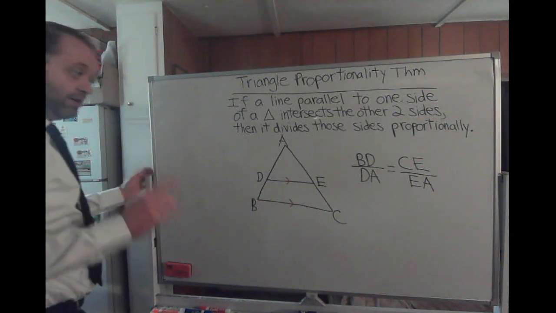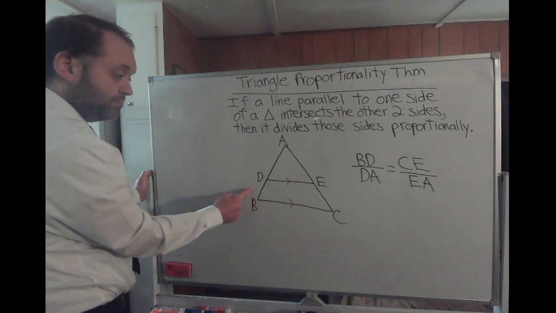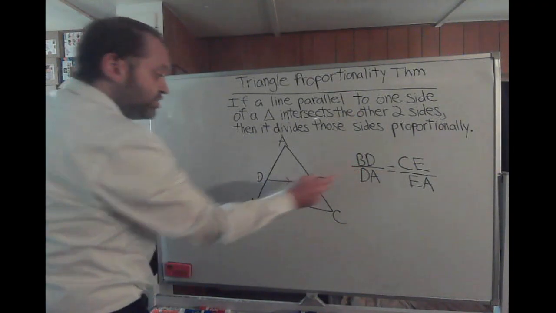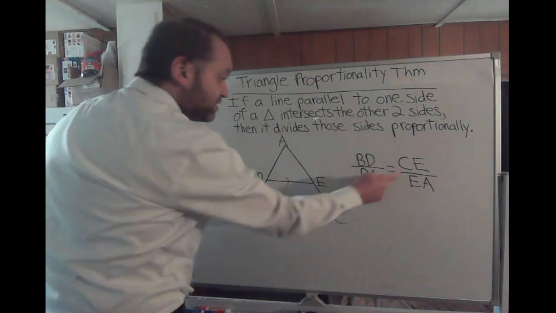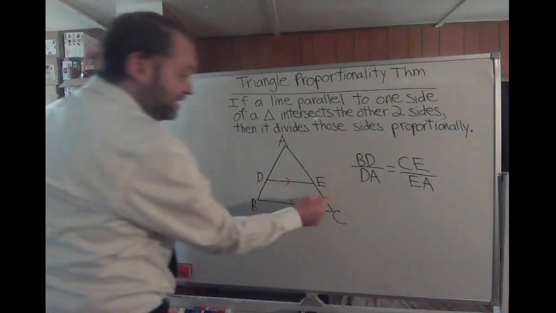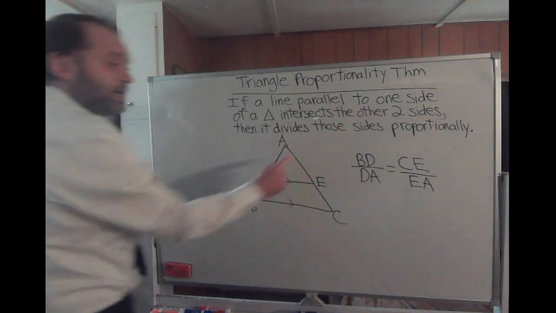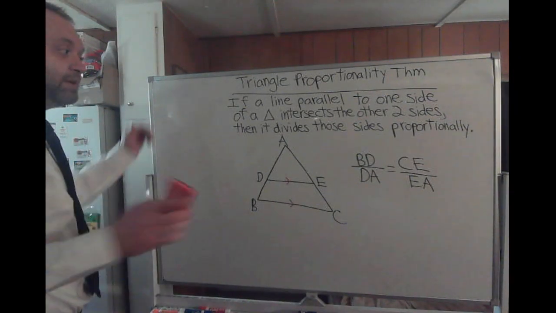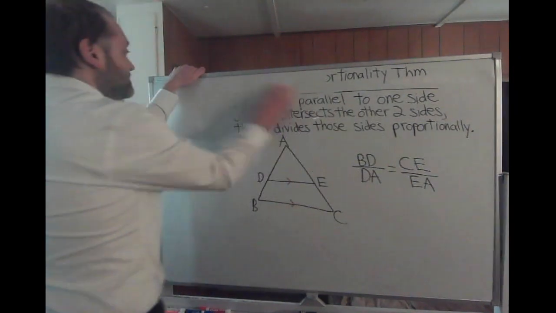Based on this theorem, we can say that the length of BD is in ratio to the length of DA. That's going to be equal to the length of CE in ratio to EA. That's exactly what that would say. And I have some exercises to practice this theorem.